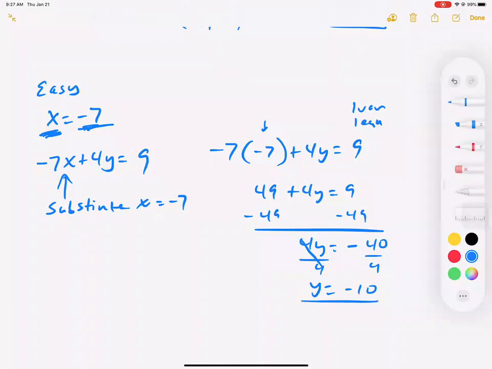Now that we solved for y, what did we say x was? Do we have to solve for x, or was that already solved for? Well, it was nicely already solved for here. So x is -7 and y is -10. And if you remember just a moment ago, this was actually the point where they met.